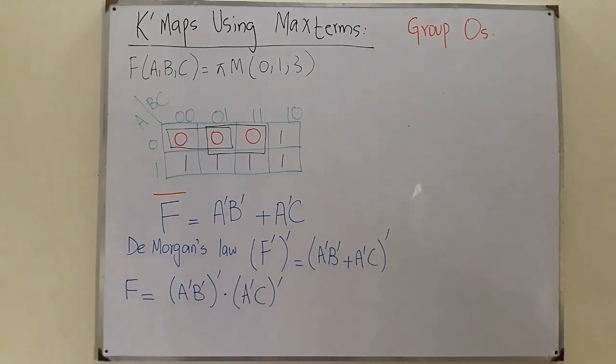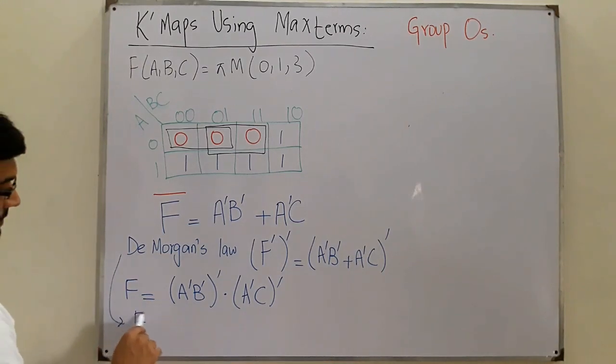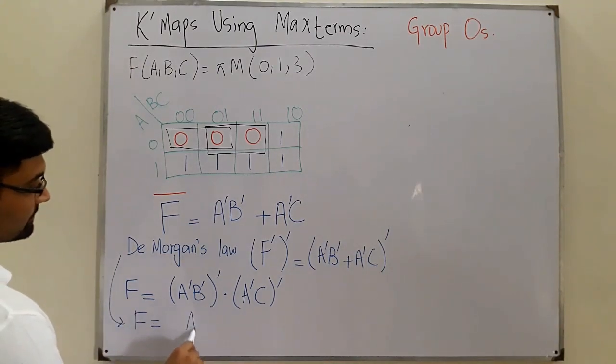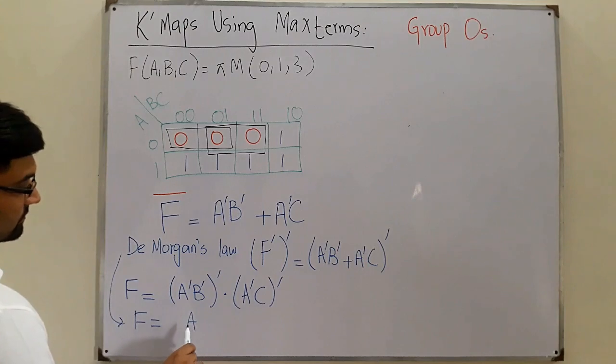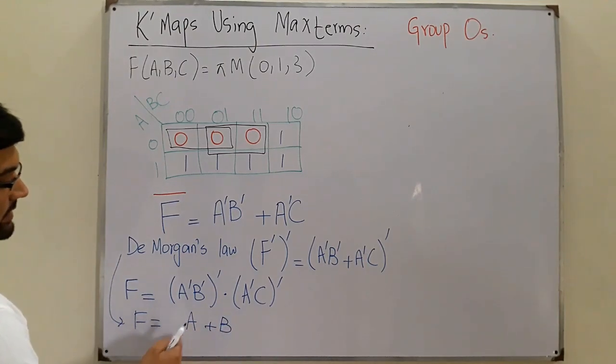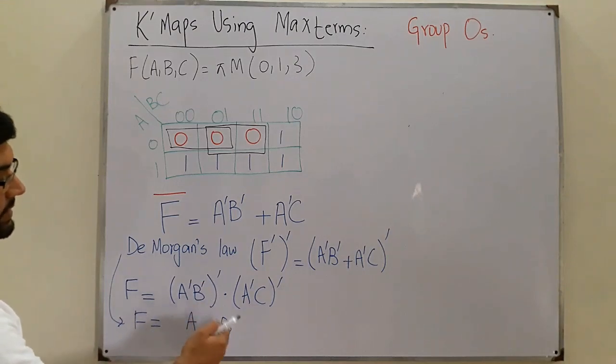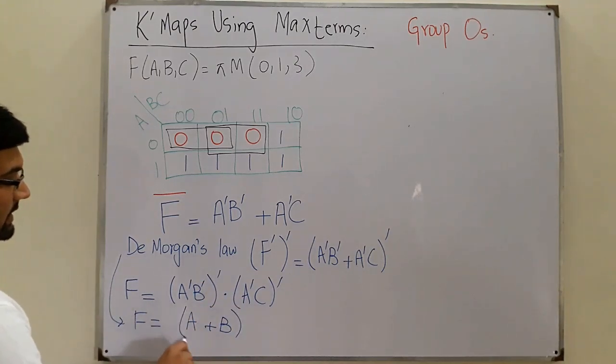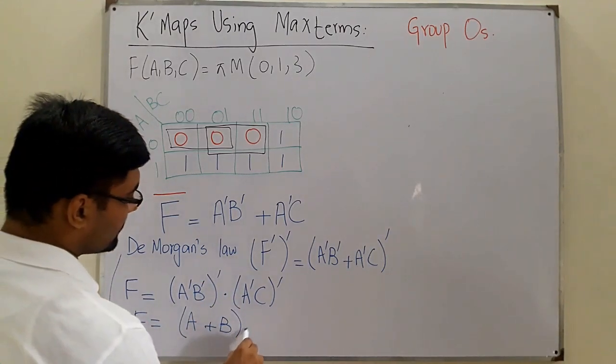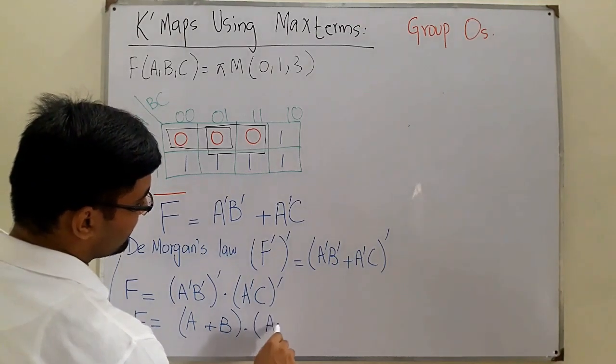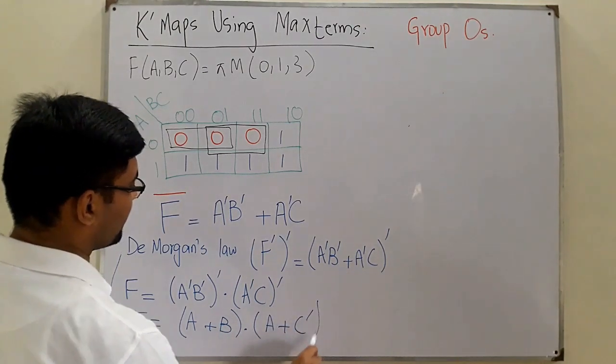Now again the De Morgan's law at the right side, so the function would be what? It would be A plus B, because it will be A complement complement and then you have a B complement complement, so this would be an A plus B and into A plus C complement.